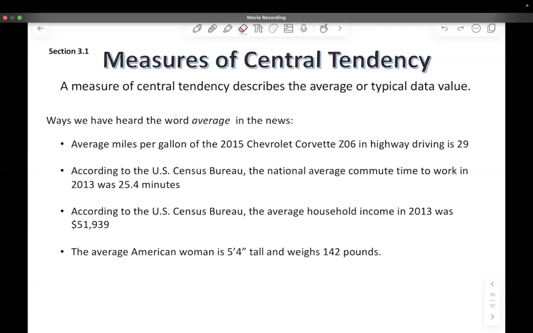Now, most of the time it does end up being mean, but we also can use average with median, and I'll give you some examples in a little bit. We've heard average miles per gallon, national average commute time, average household income, average American woman's height. We hear average all the time. We're going to talk about the three different ways to measure center, and next week we're going to get into more of when to use which one, even though I might give you a couple examples today.